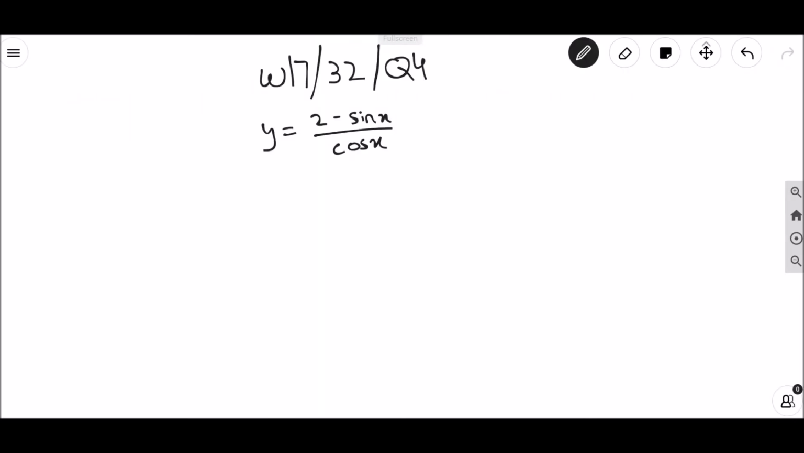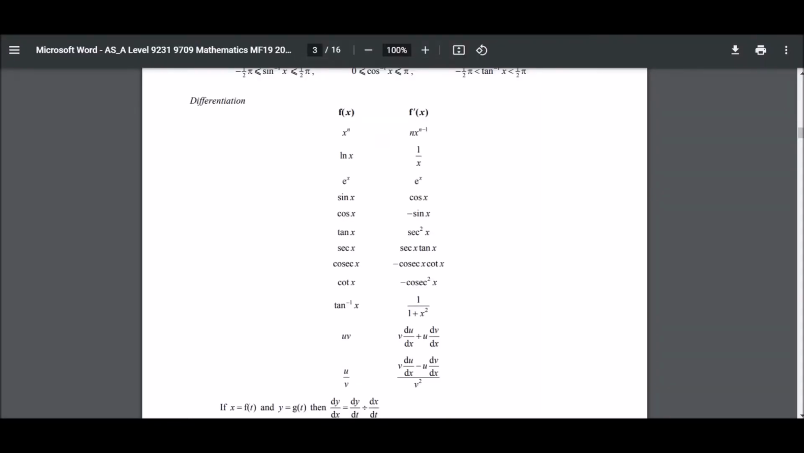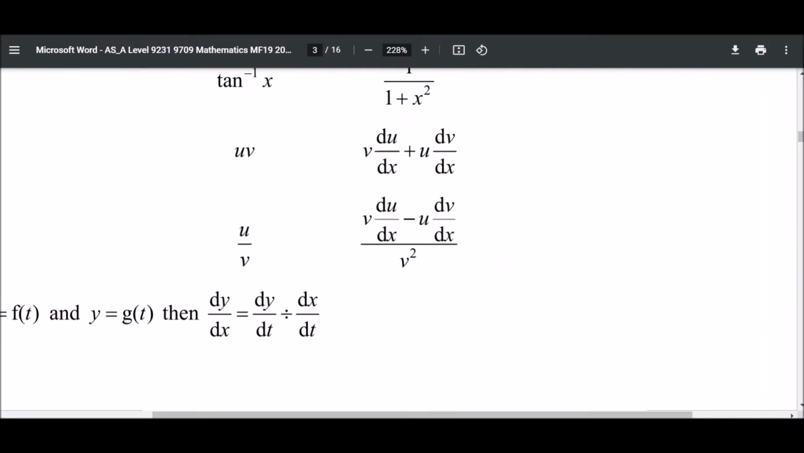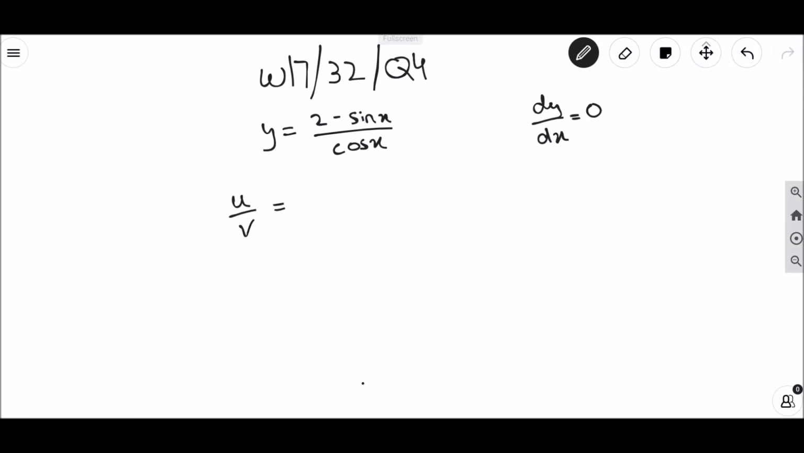Okay, so we know that for the stationary point dy over dx is always equal to 0. So we need to find dy over dx of this equation. It's in the form u over v, so we can use the formula given in the formula sheet here. This is the formula which we are going to be using: u over v, minus u over v square. So in this case, our u is 2 minus sine x and our v is cos x.